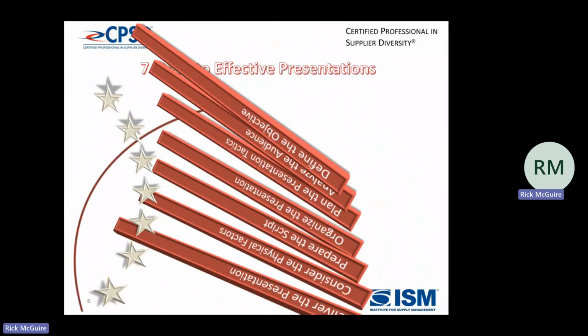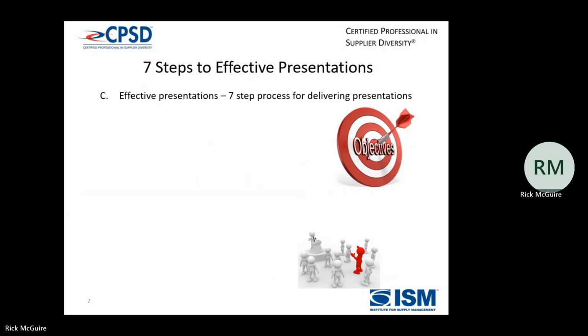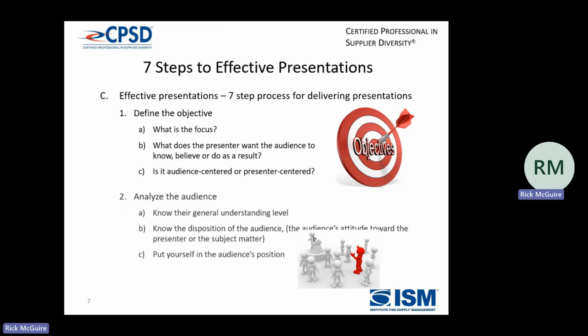Now we have ISM's 7 steps to effective presentations. Effective presentations, the 7-step process. Step 1, define the objective. What is the focus? What does the presenter want the audience to know before or do as a result of the presentation? Is it audience-centered or presenter-centered? I think they're almost always audience-centered, but okay.